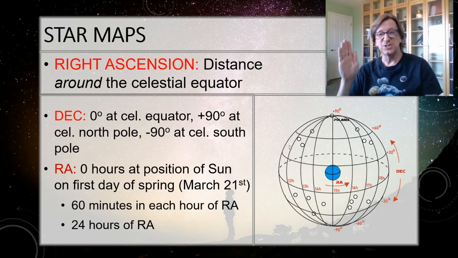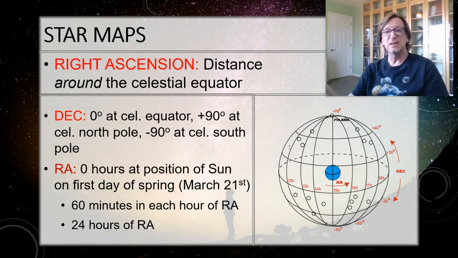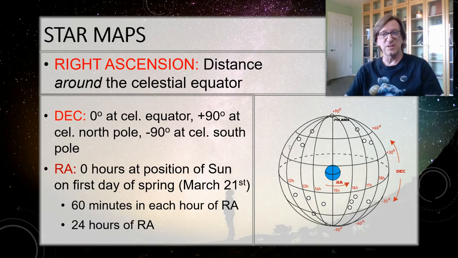Now, because of precession, where that occurs has changed over time. Originally, it occurred in the constellation of Aries, and so it was called the first point in Aries. That doesn't happen anymore. Remember, the constellations have changed over 2,000 years because of precession, but we still call it the first point in Aries. So there are 60 minutes in each hour of right ascension, and we start counting from that 0.